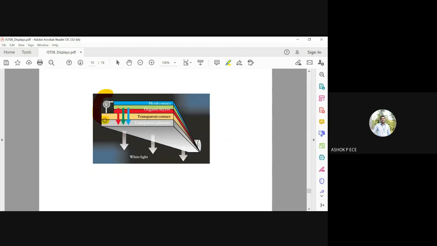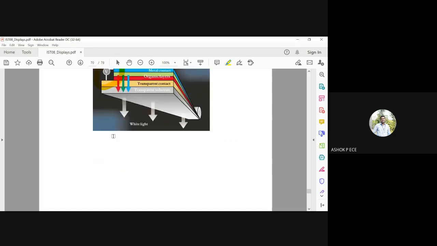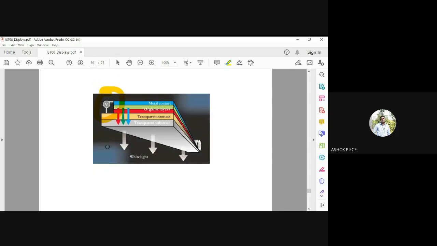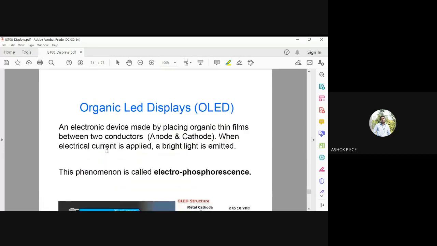Then you give voltage to the metal contact and the transparent contact. Between the two contacts, you give voltage, and the organic layers will function in such a way as to emit white light. Not only white light; nowadays with organic LEDs, you can have any color emitted. With technology getting developed fast, you can emit any color from the organic LEDs.